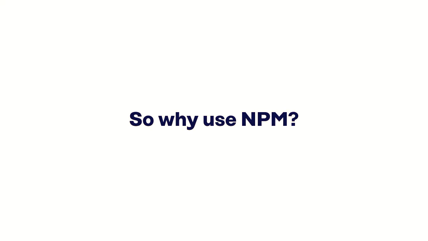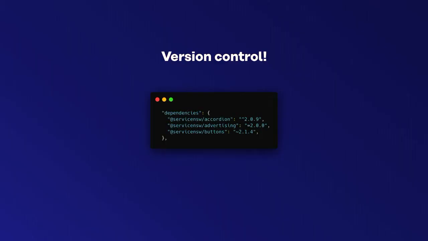So NPM really is the ideal way to distribute any front-end libraries. It's likely that your front-end will depend on other NPM packages. So why not just tap into the ecosystem when you come to distribute your code? And there's some pretty big benefits. This is the big one.